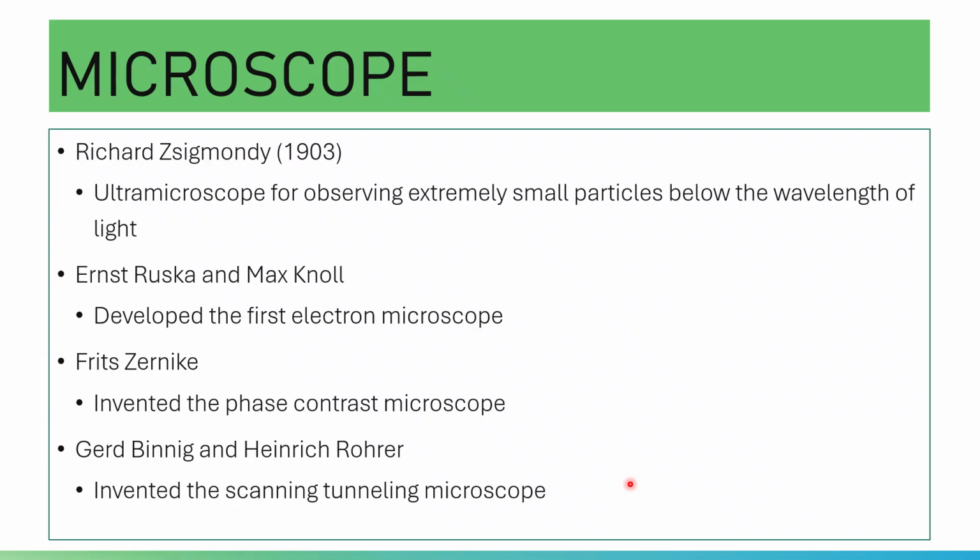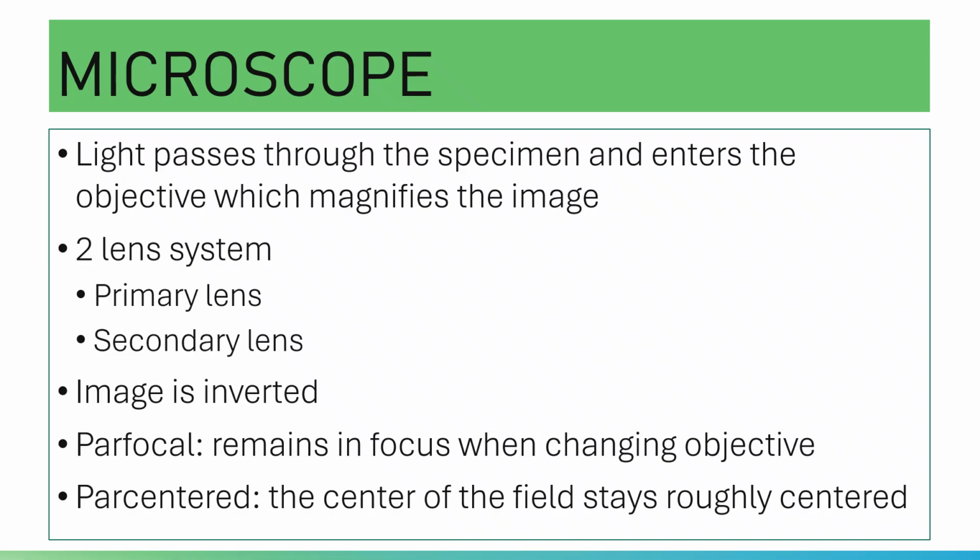They invented your scanning tunneling microscope in 1981, which opened the door to three-dimensional imaging at the atomic scale. This one is another form, actually, of an electron microscope.